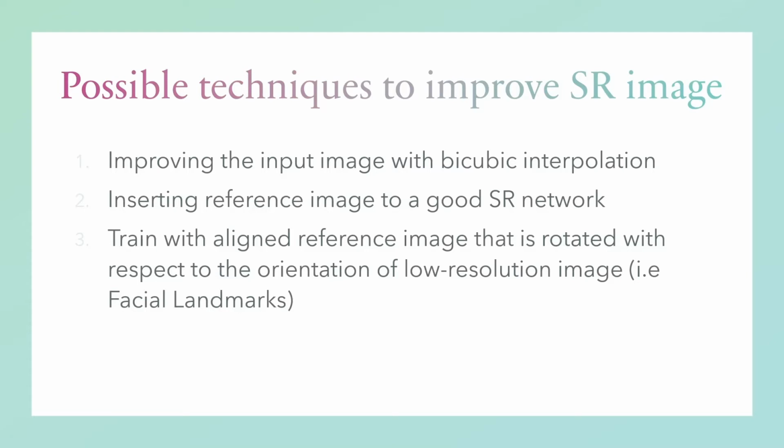Number 1. Improve the input image by bicubic interpolation. The rationale for this is to ease the network in learning the upscaling effect. Number 2. Insert the reference image to a good SR network. The rationale is that the SR network is already performing well and is likely to perform better with more input data. Number 3. Align the reference image by rotation with respect to the orientation of the low resolution image. This is to reduce the effort for the network to learn the alignment.